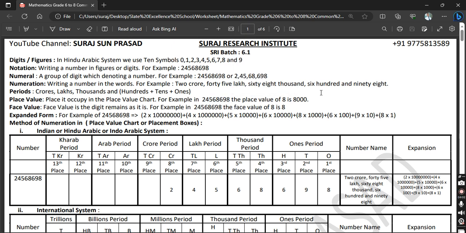Same like that, after that the next topic is face value. Face value means the digit remains as it is. For example, 2456868, the face value of 8 is 8.